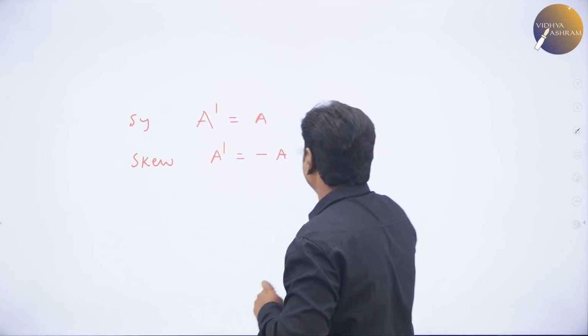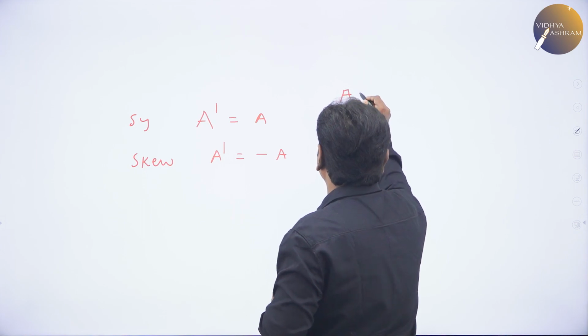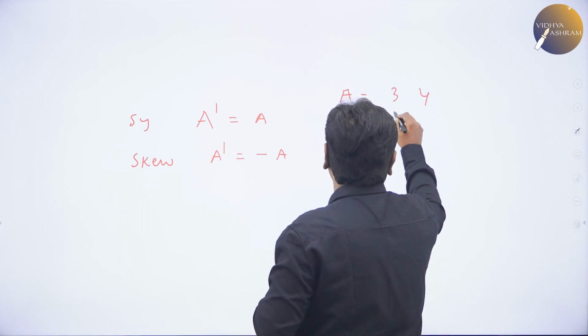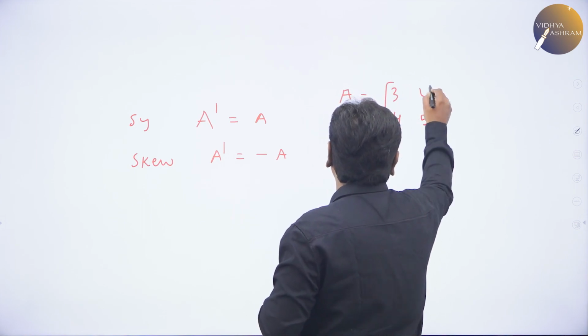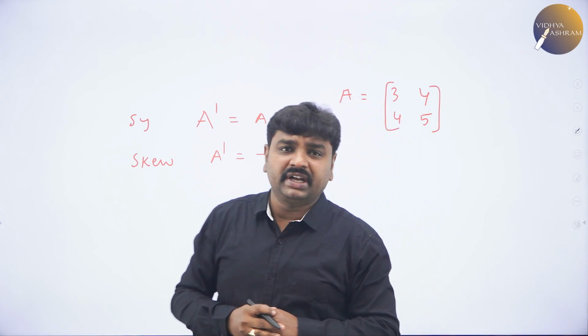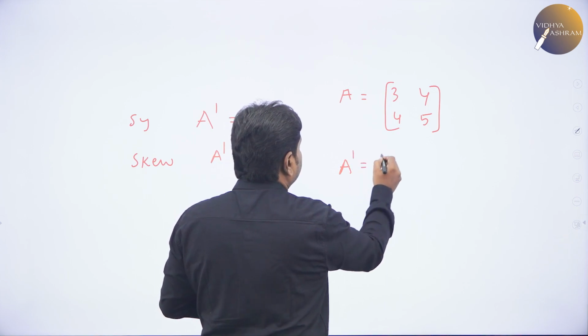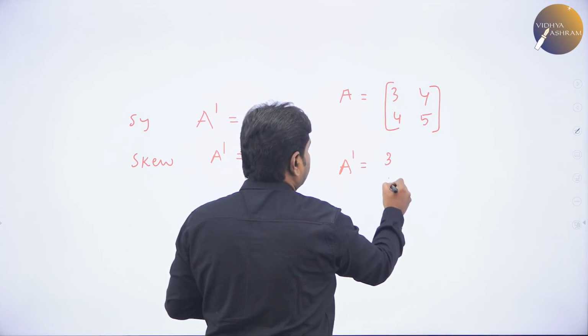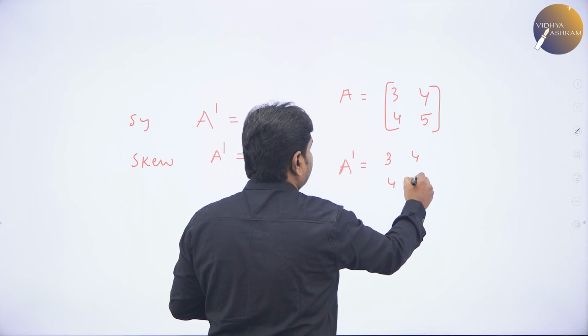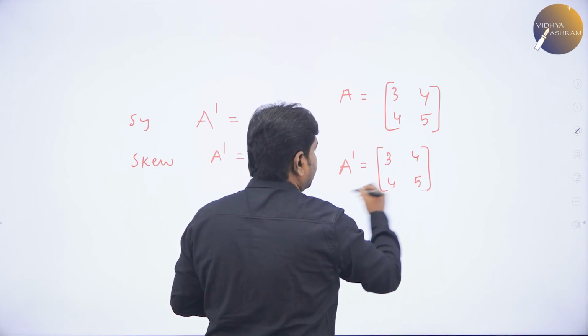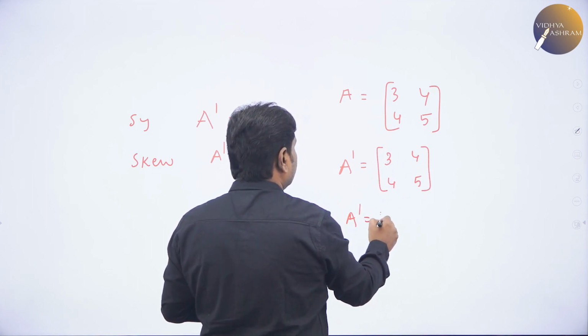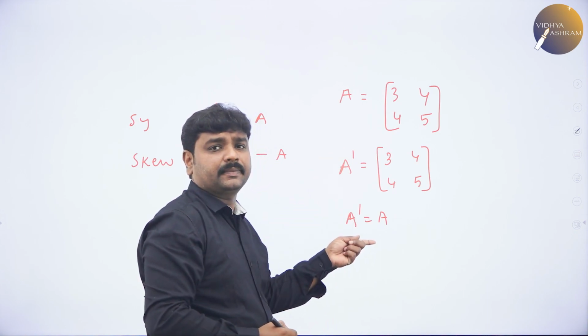For example, if I take A is equal to 3 4 4 5. So now if you do A dash, what is meant by A dash? That is transpose. So when you do A dash, first row becomes first column, it will become 3 4, and second row becomes second column 4 5. Now you got A dash. So A dash value and A value both are same, therefore it is symmetric.